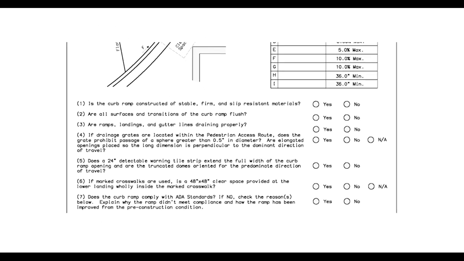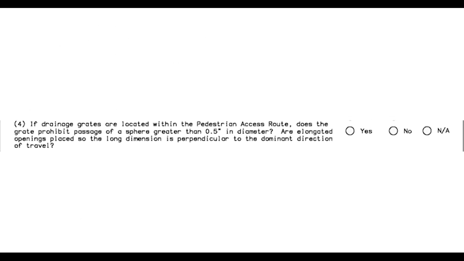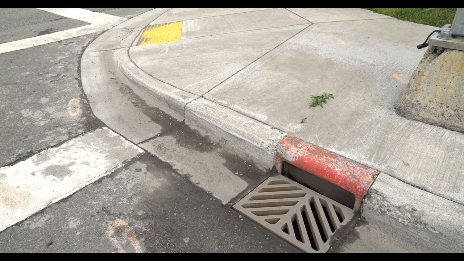If drainage grates are located within the pedestrian access route, does the grate prohibit passage of a sphere greater than 0.5 inches in diameter? Are elongated openings placed so the long dimension is perpendicular to the dominant direction of travel? This question is a bit more complex and multifaceted.